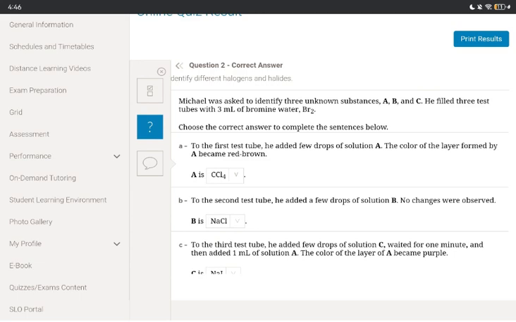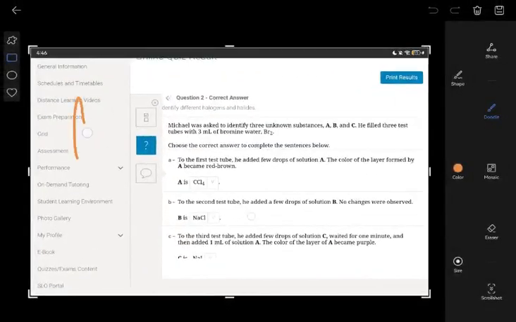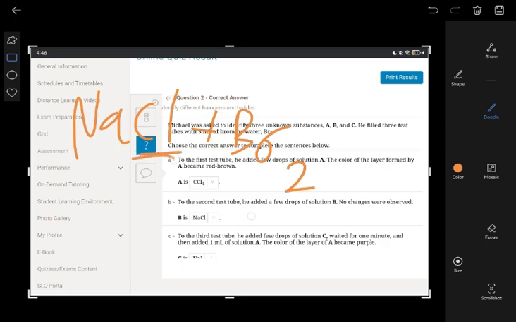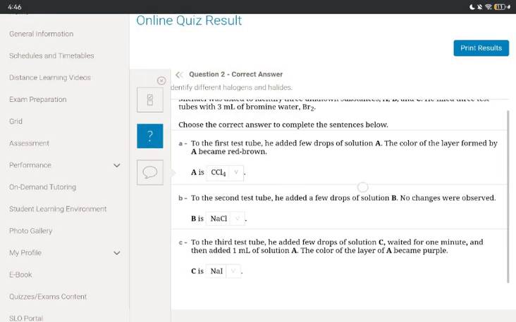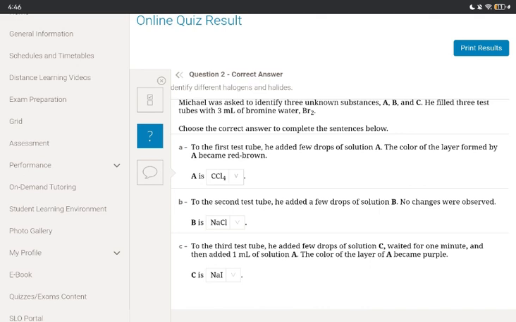So it's CCl4. And then if you add NaCl plus Br2, nothing's gonna happen because Cl is more reactive, so it's not gonna get kicked out. It wants to stay. To the third test tube, he added a few drops of C. Then he added A, and the color became purple.